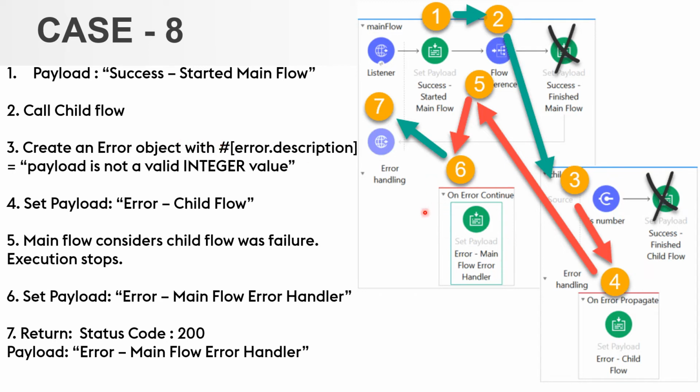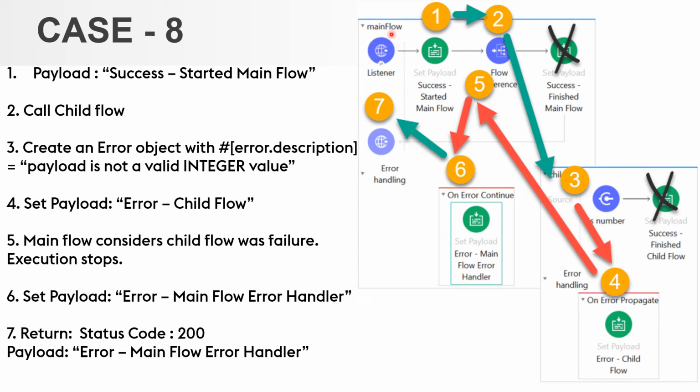Then it goes to on error propagate. On error propagate, what is it? Read in, read out. When we say read out, it is going to send error code as status code 500, and it is going to send this description, which is payload is not a valid integer. And you are setting here payload error child flow, but it won't be sent to your main flow. But now what will happen? Now it will go back to main flow.